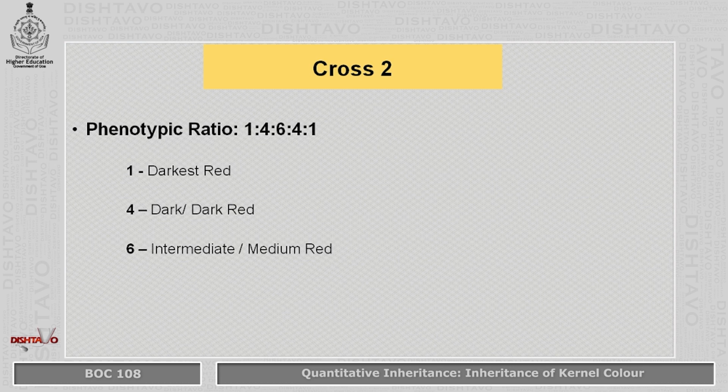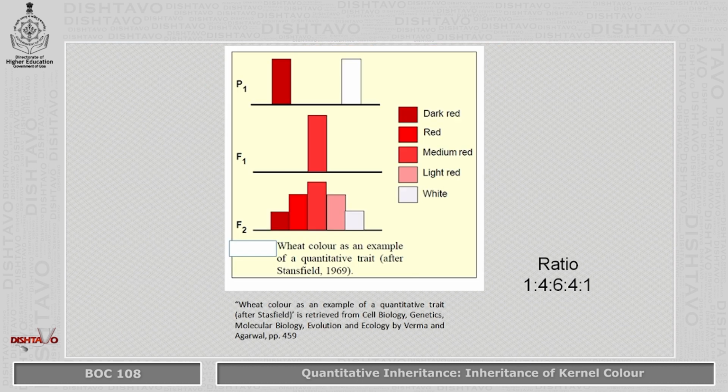I've put the term medium red also, students, because in case you are referring to some books, some would call it intermediate red, other books would call it medium red. So, both the terms have been used here. 4 for light or light red and 1 for white. So, if we have to represent this ratio of 1:4:6:4:1 in the form of a graph, it would look like this.